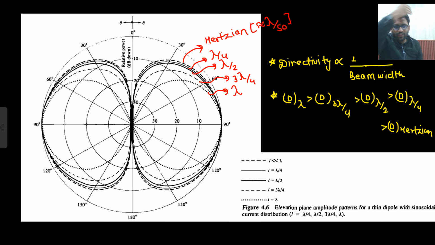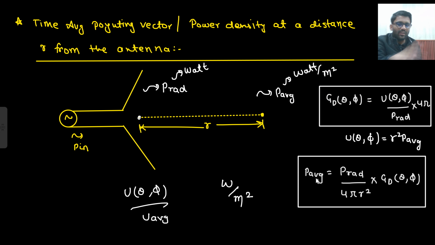Okay, so where were we? Yeah, so we were calculating P average. From an antenna, if power radiated is P radiated, then at a distance r, how much time average pointing vector will I get, or how much power density will I get? That is P radiated upon 4 pi r square into GD theta comma phi.